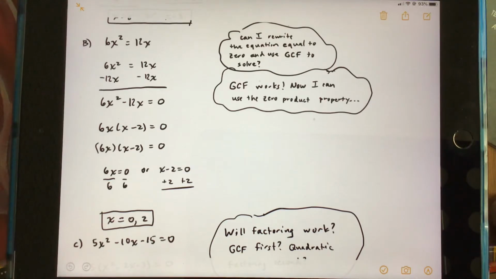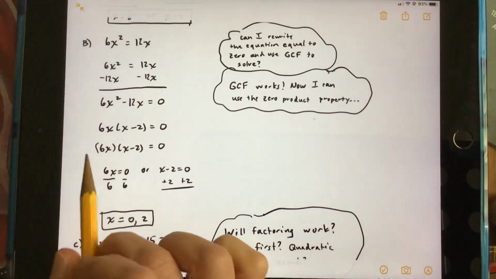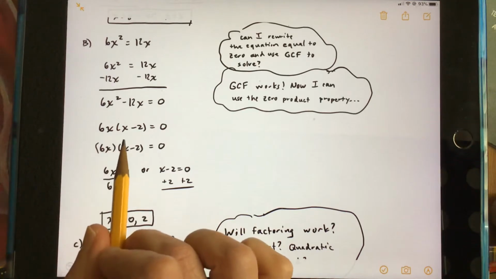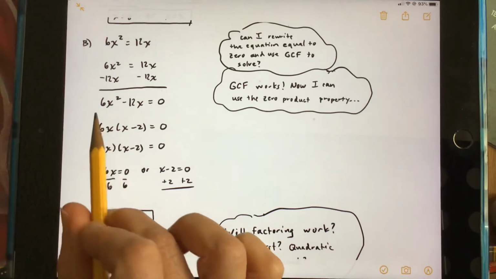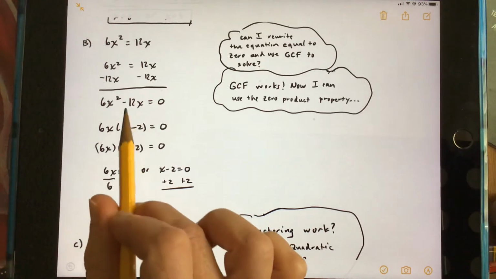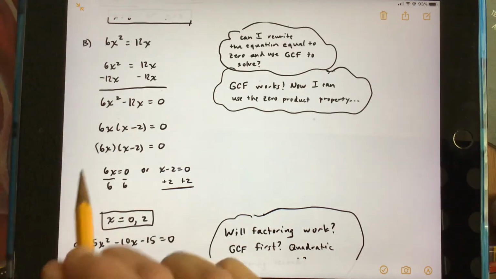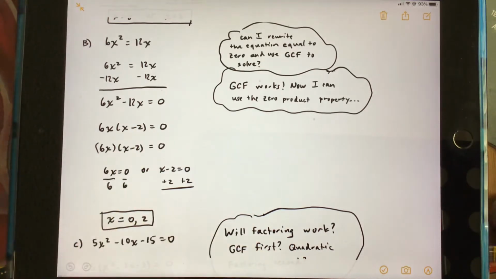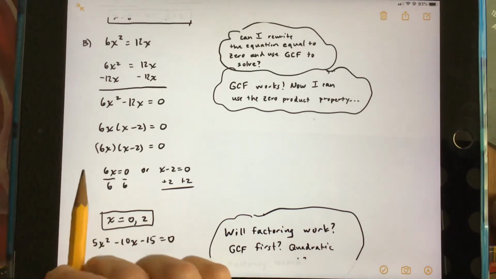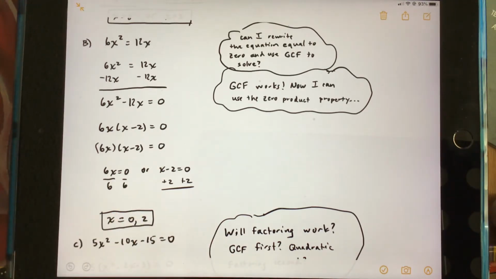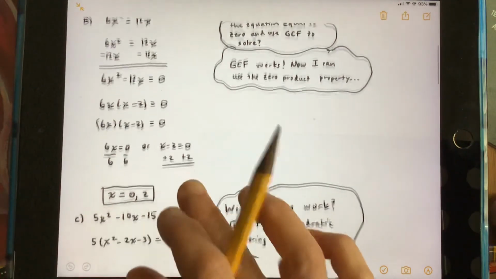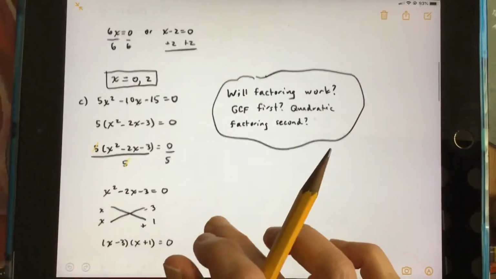Now I'm noticing that greatest common factoring will work for this equation, and so I'm going to factor out a 6x, leaving me with x minus 2 inside, because 6x times x is 6x squared, and 6x times negative 2 is negative 12x. And then I'm rewriting the equation, just simply putting parentheses around the 6x to remind me that I have 2 factors equal to 0, so I may use the zero product property now, setting each of those factors equal to 0, and solving both of those equations so that I know that x equals 0 or 2 solves this quadratic equation. All right, so on A and B, we use 2 different factoring techniques because they worked.